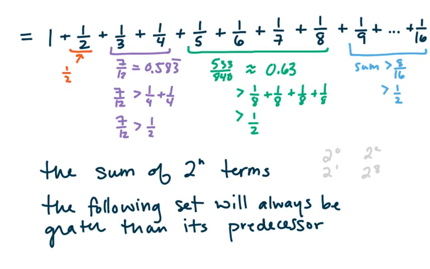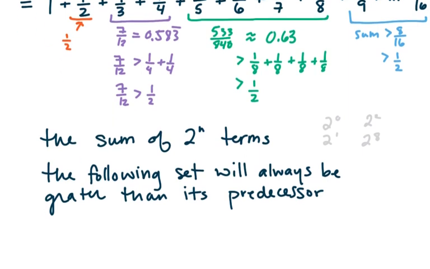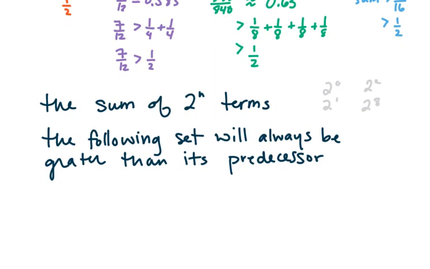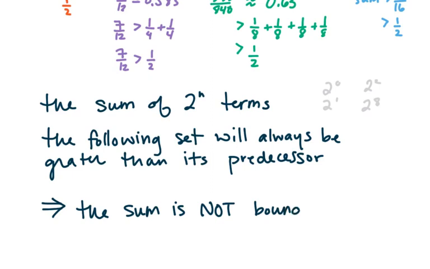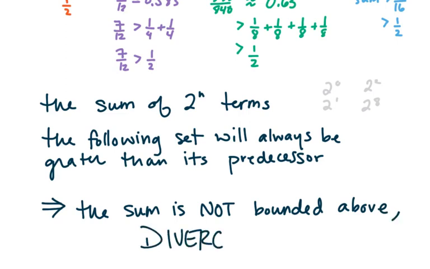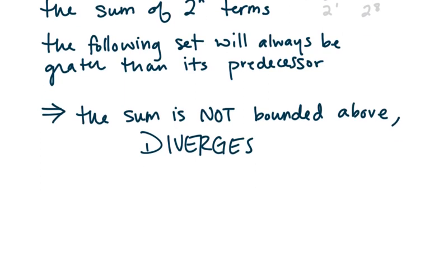And so because we can show this, we can say that the sum is not bounded from above, which would mean it diverges. Because it keeps growing. So we are showing here that it's divergent.